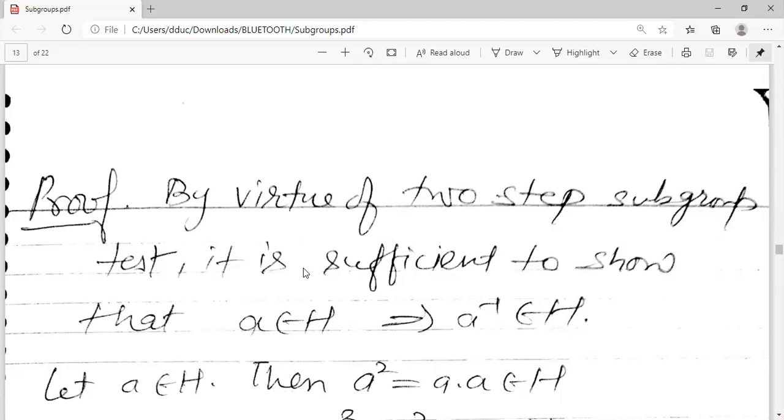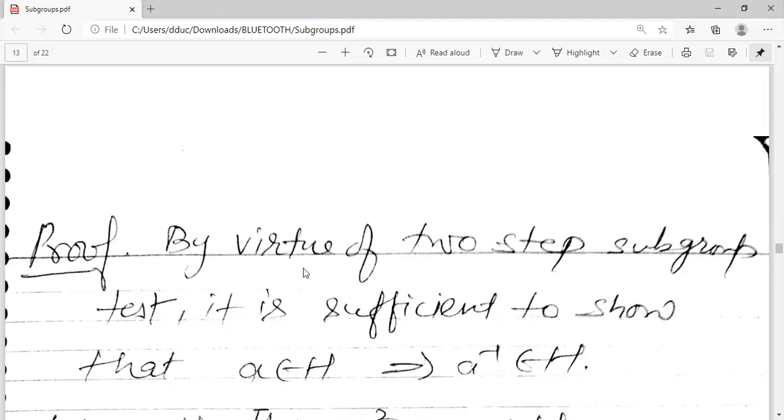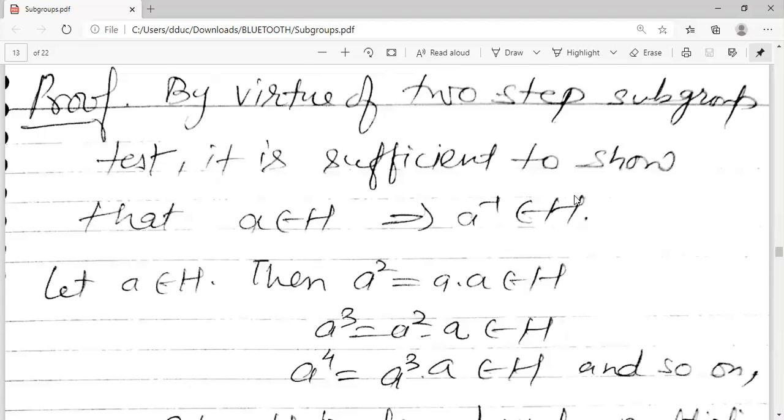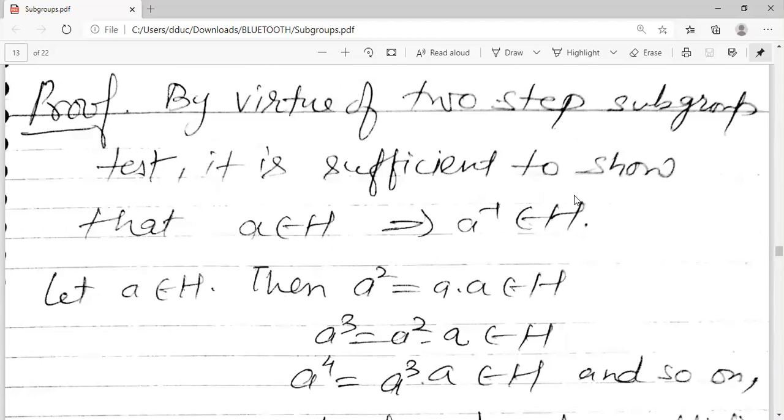Now, by virtue of the two-step subgroup test, it is sufficient to show that a belongs to H implies a inverse belongs to H. In the two-step subgroup test, you have seen that a subset becomes a subgroup if it satisfies two conditions. Number one was closure, and number two was that the inverse of every element should exist in H. Now, closure is already given to you, that a into b belongs to H for every a, b belonging to H. That means only one thing you have to prove. If you prove that every element has its inverse, then you are done. So it is sufficient to show that a belongs to H implies a inverse belongs to H.